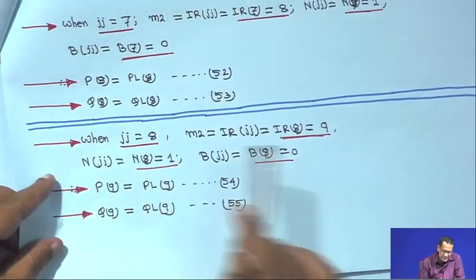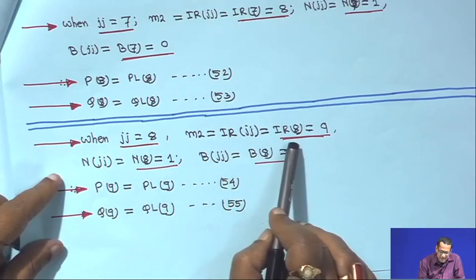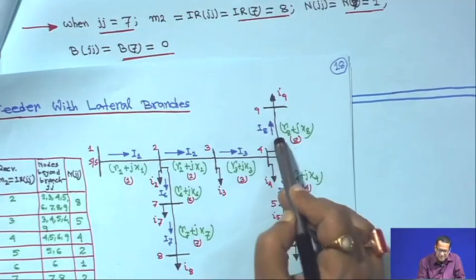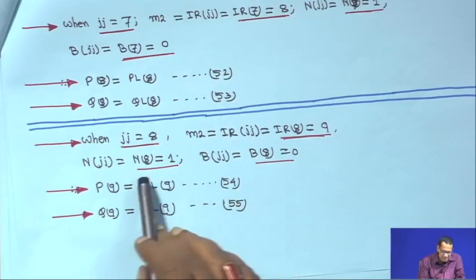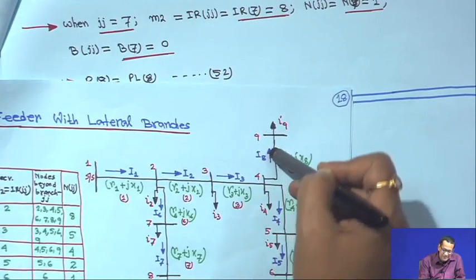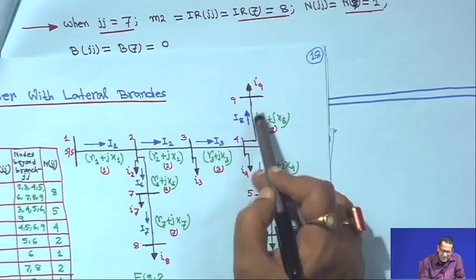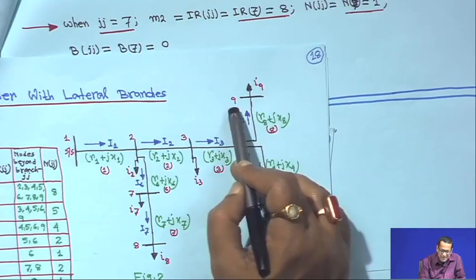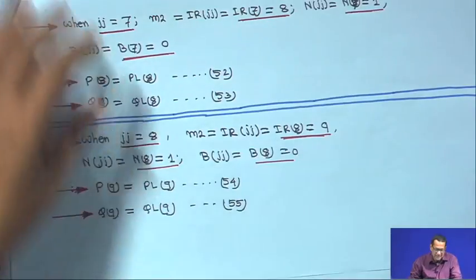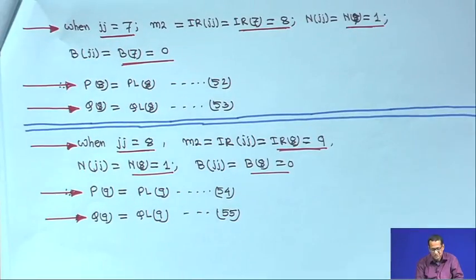So the second term of equations 38 and 39 will not be there, because there is no other branch beyond this, right. And when JJ is equal to 8, the last branch, M2 is equal to IRJJ, IR8, is equal to 9, right. Showing this once again, this is the branch, and in this case also N8 is 1, NJJ is equal to N8, BJJ is B8 is 0, because beyond this branch also there is no branch, right. Therefore P9, the total load fed to the node, will be PL9 and Q9 will be QL9. This is equation 54 and this is equation 55. So, thank you, welcome.